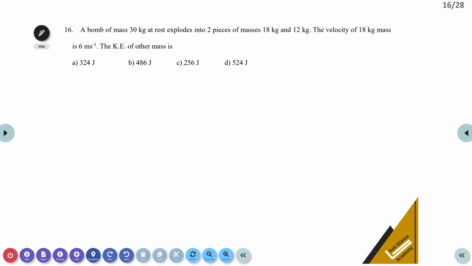This problem is based on the law of conservation of momentum and energy. A bomb of mass 30 kilogram explodes into two fragments. One is 18 kg and another one is 12 kilogram.